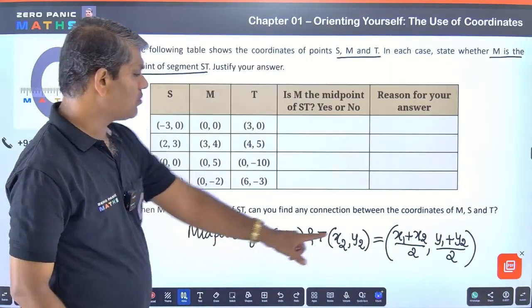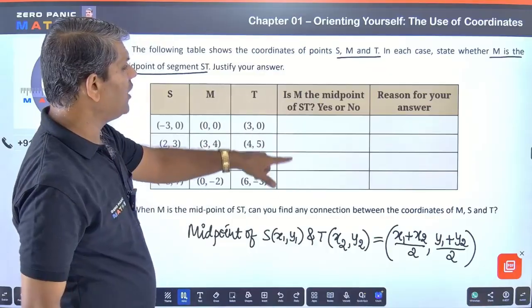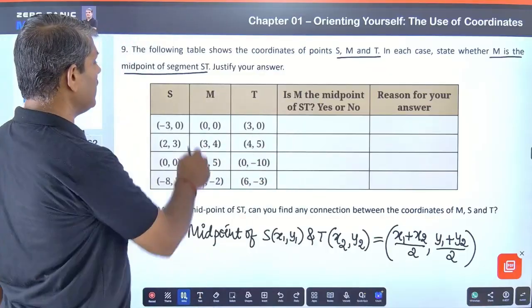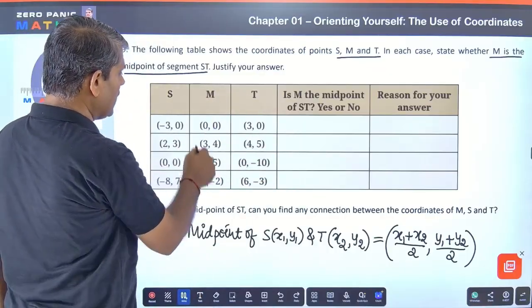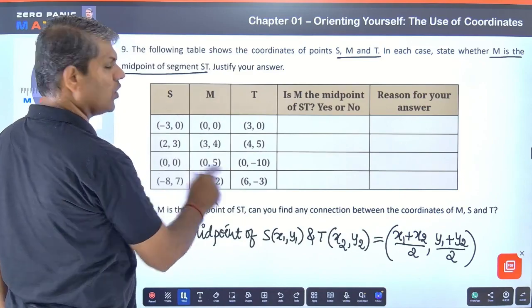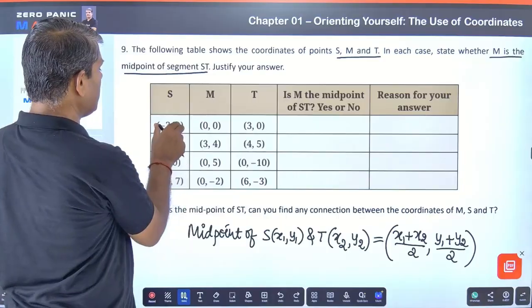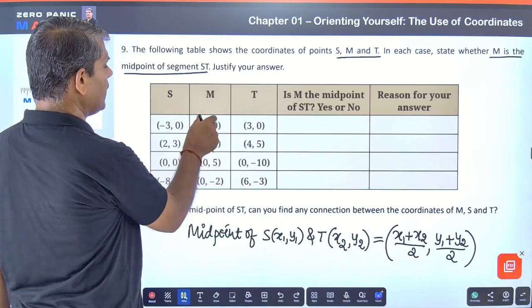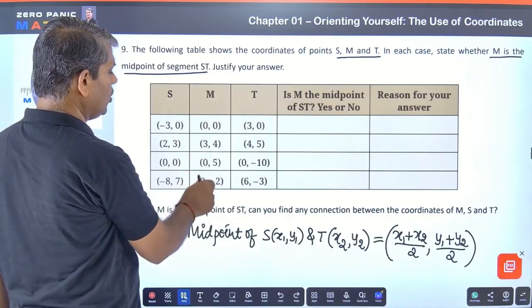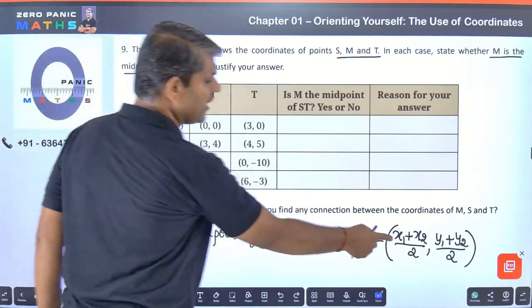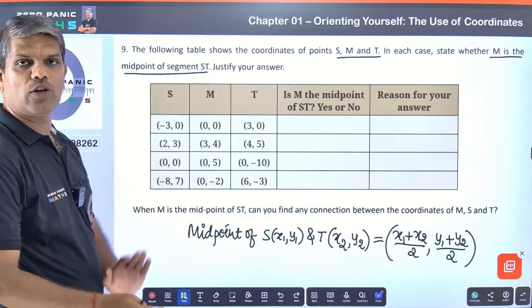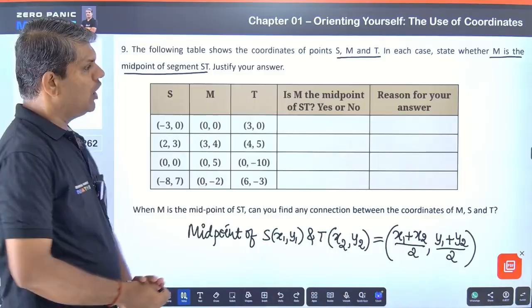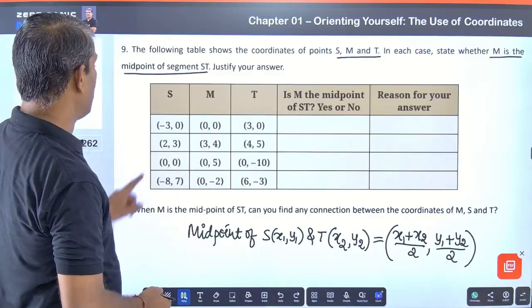Now let us make use of this formula, fill this table and identify whether the given M is the midpoint of these 2 points or not. It's simple: we take this as x1 y1 and this as x2 y2 and find out whether we are going to get these coordinates by applying this formula. That's all we are going to do. Understood this? Now let us do one by one.